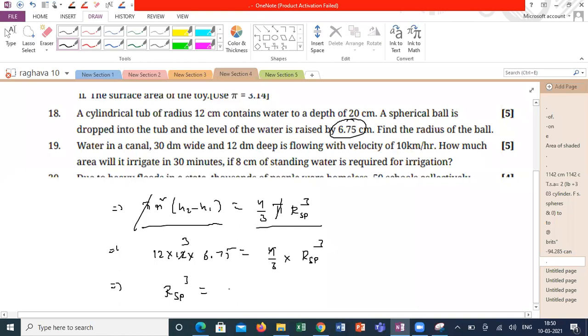How much are you getting? 12 into 3 into 6.75. What is the answer you got? Sir, I got 729 centimeter cube. 729. Radius. Sir, radius 9 centimeters, sir. Radius is 9. How 9? Sir, cube root of 729. 729 is 9, sir. This whole thing is 729.